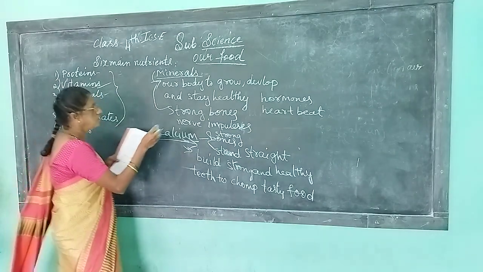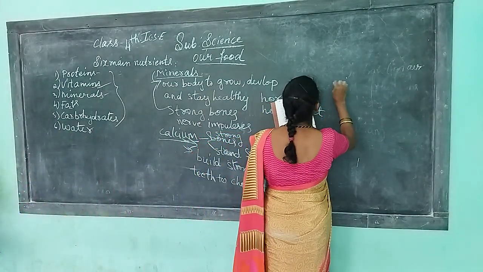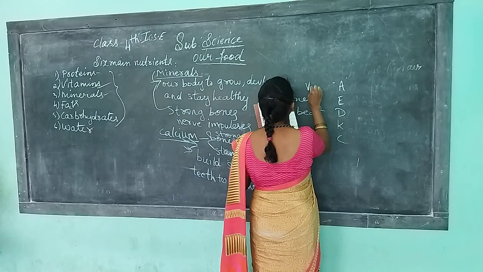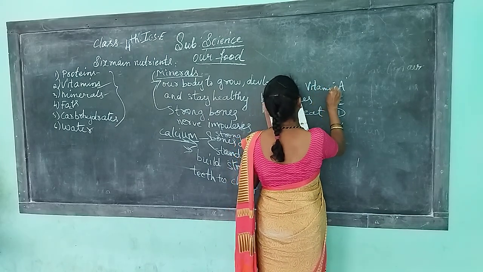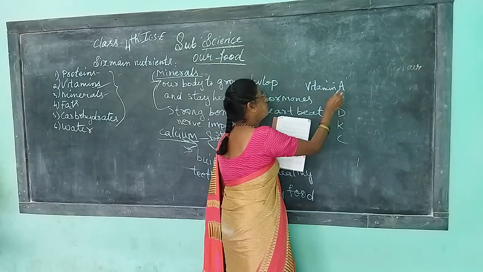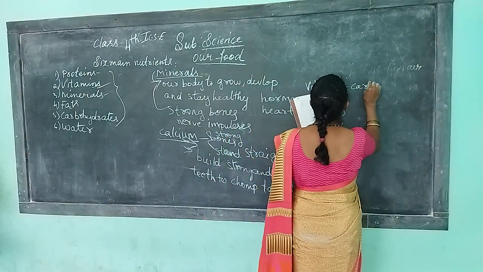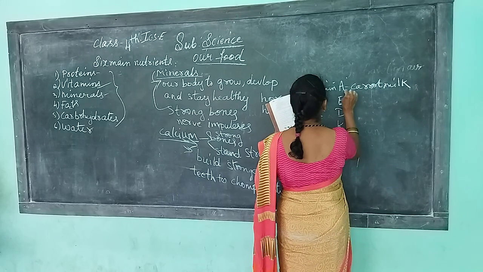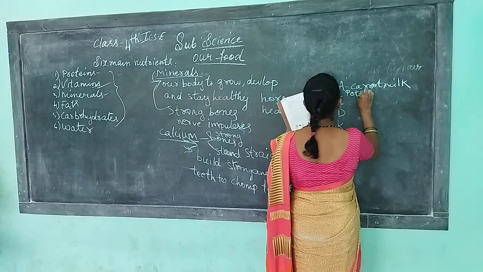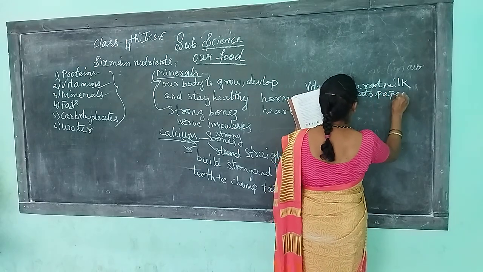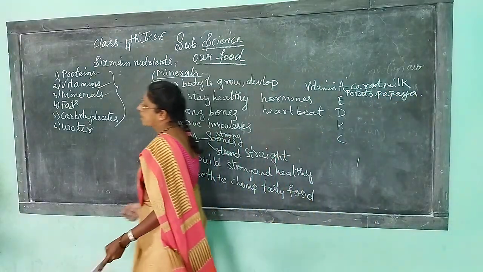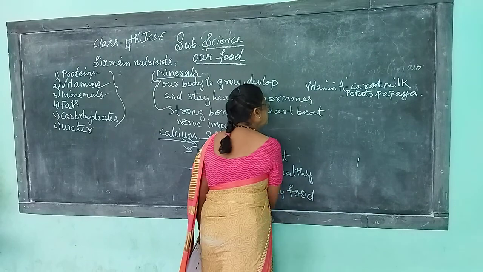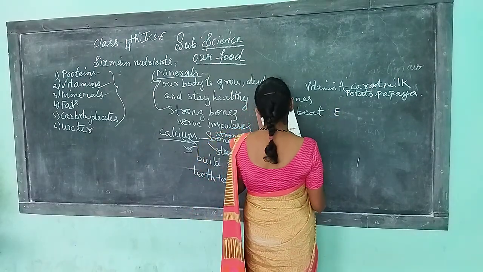So we took vitamins, I taught you. Vitamins are vitamin A, vitamin E, vitamin D, vitamin K, and vitamin C. Vitamin A is present in carrot, milk, potato and papaya. Much better. And next vitamin D.